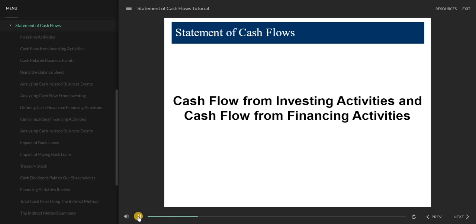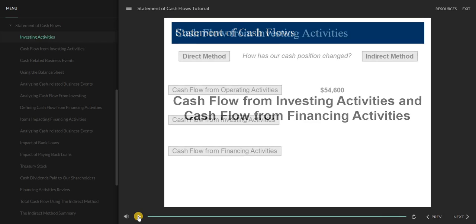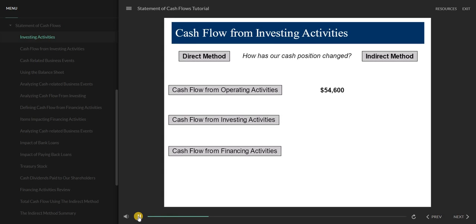The following section will explain how to complete the cash flow from investing activities and the cash flow from financing activities. Now that we've determined our cash flow from operating activities, we need to move on to the next component of our statement of cash flows.